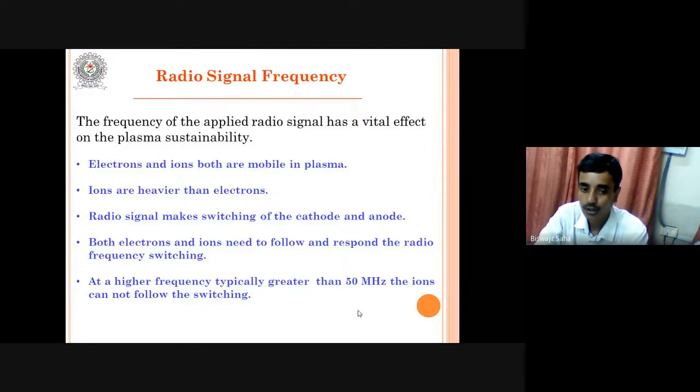Sometimes what happens, ions being heavier, they cannot respond so quickly. So there becomes some biasing. That is, sometimes electrons are responding very quickly, but ions are not capable. That is why this produces a disturbance inside and some DC bias is produced. But typically, within 50 megahertz, we can use it for a sputtering system. And by convention, most of the companies produce the tuning of the plasma with 13.56 megahertz.